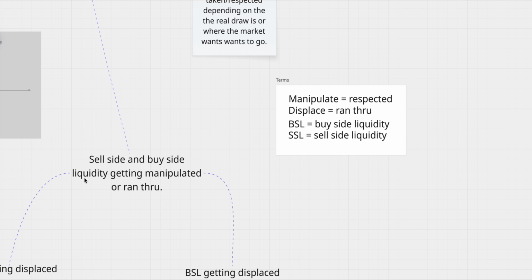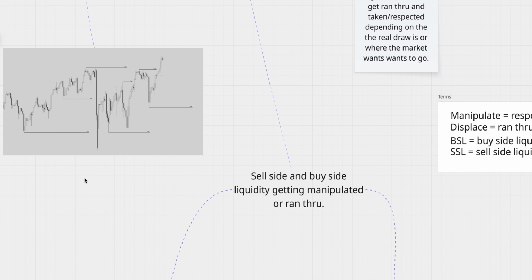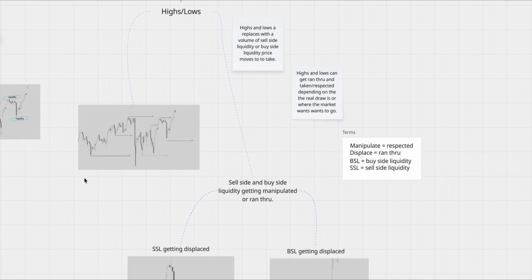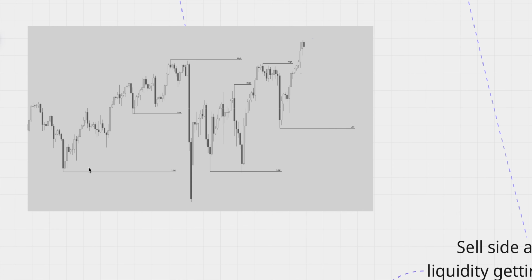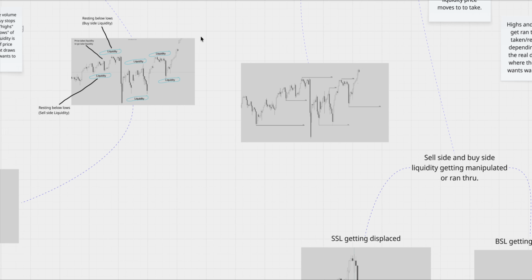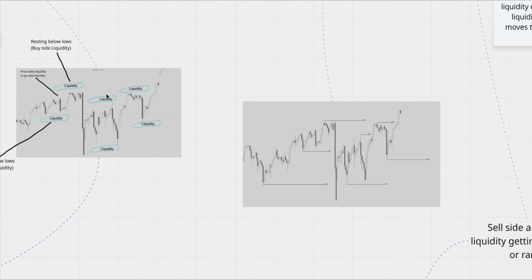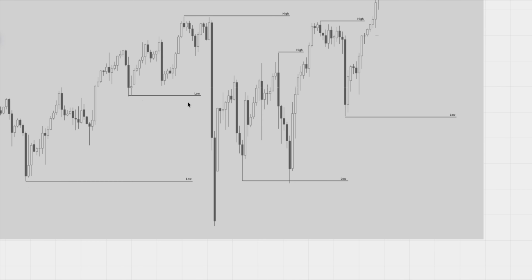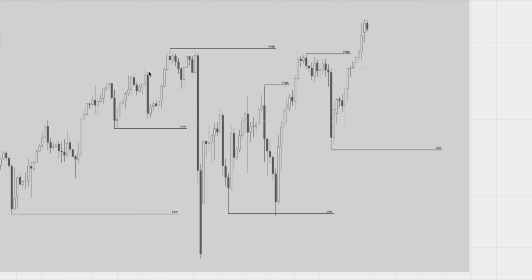Buy side liquidity and sell side liquidity. We don't call them highs and lows, we call them buy side liquidity and sell side liquidity. So we're changing the terms up again. Go back to the liquidity. This is sell side liquidity, because you want to sell to get there, and this is buy side liquidity because we want to go higher and buy to get to it.